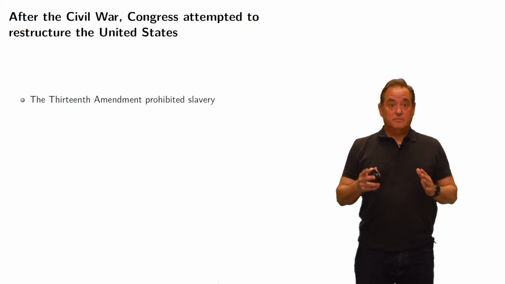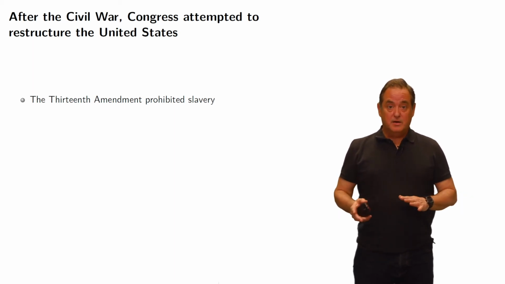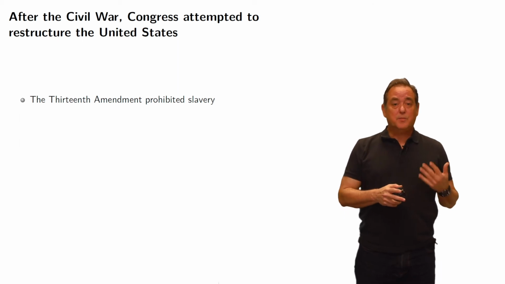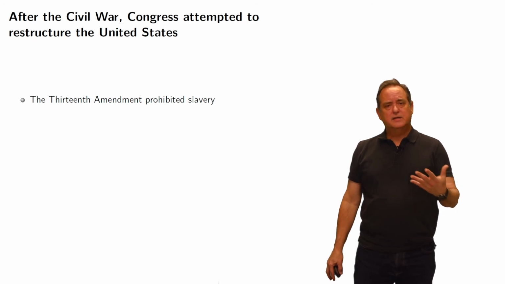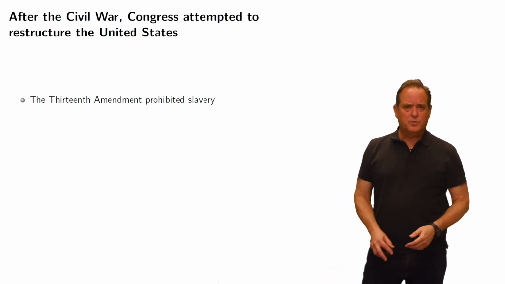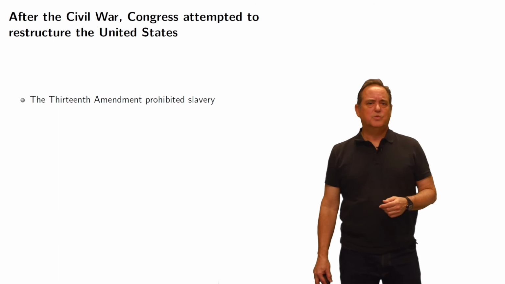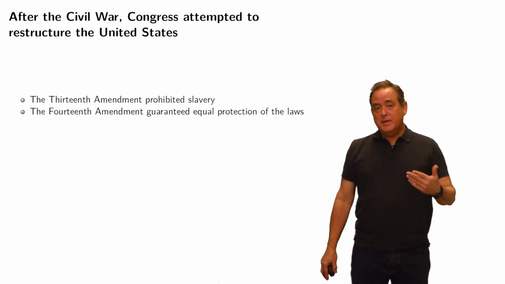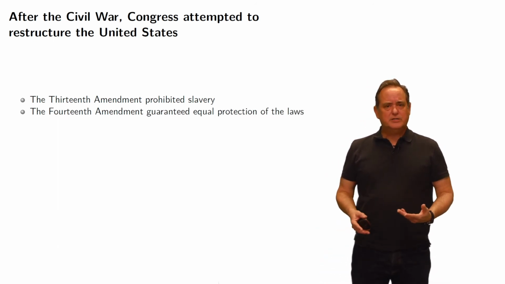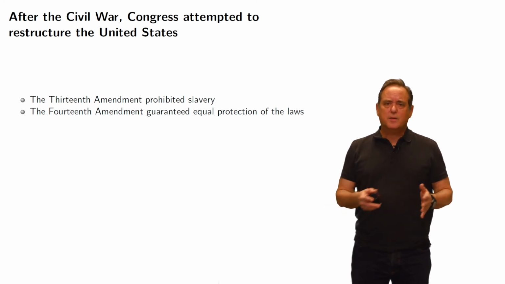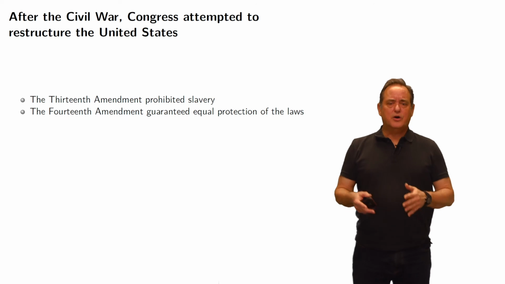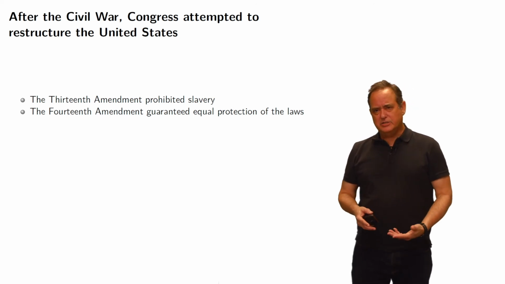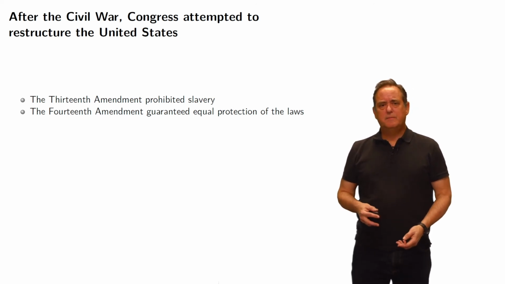The idea being, we're going to remove the problem of slavery by doing away with the concept. We're going to prohibit the concept of slavery. Slavery will never again be written into the law the way that it was prior to the Civil War. In the 14th Amendment, they guaranteed equal protection of the laws. This was the idea that the law is going to apply equally to everyone no matter what race you are. You're going to be guaranteed the same protections under the law.